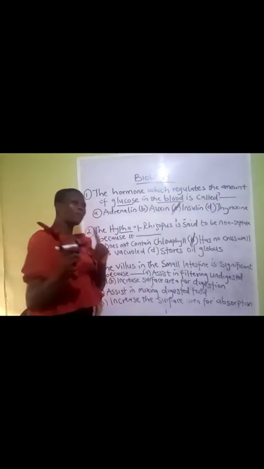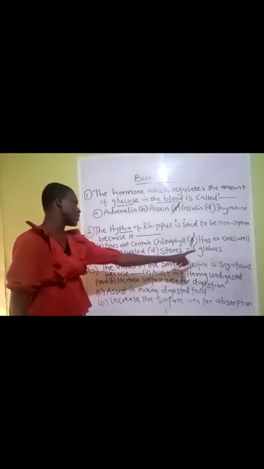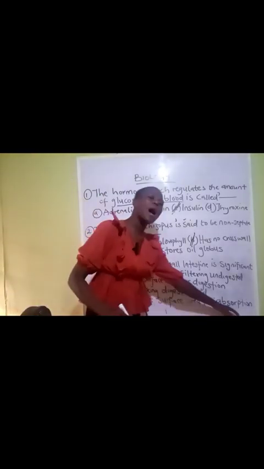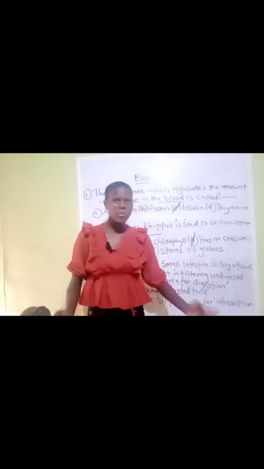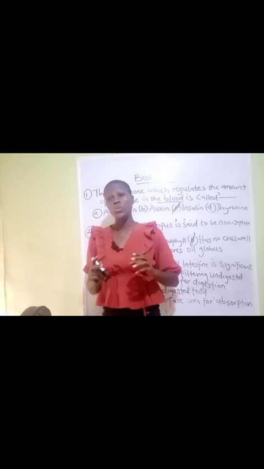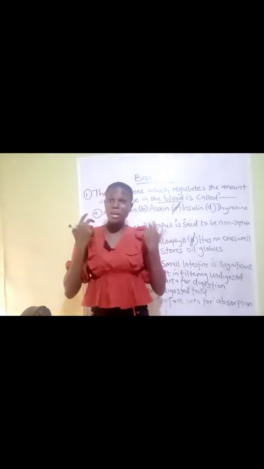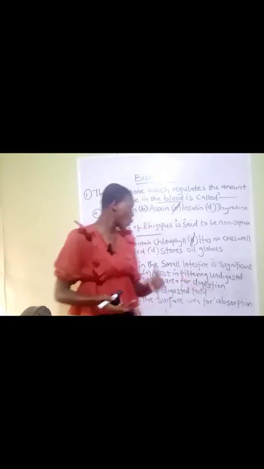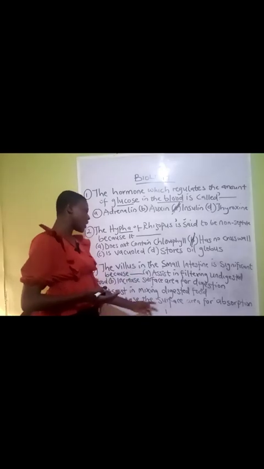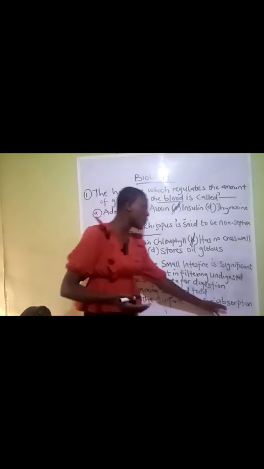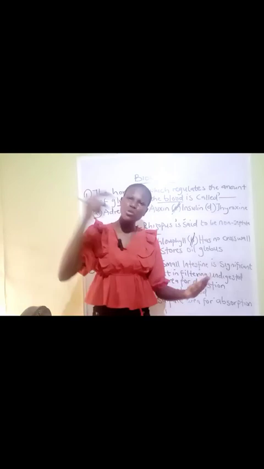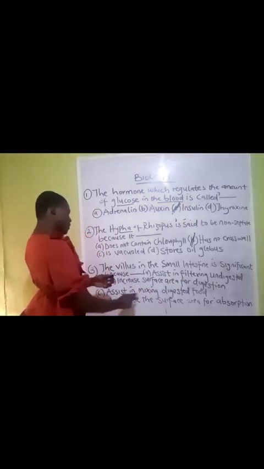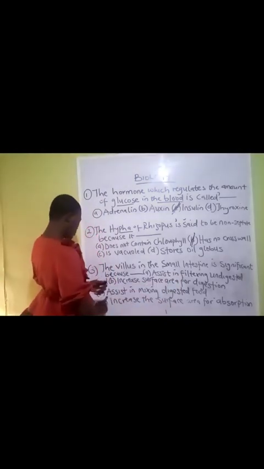So what the microvilli do, or the villus in the small intestine, is to help increase the surface area for absorption. What is absorption? Absorption simply means obtaining the nutrients from the food you've eaten, so you can have the energy to do work. So the villus helps increase surface area for absorption, for uptake of nutrients to the blood. So the answer is to increase the surface area for absorption.